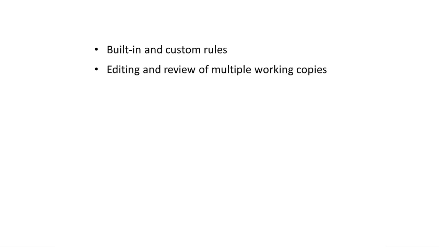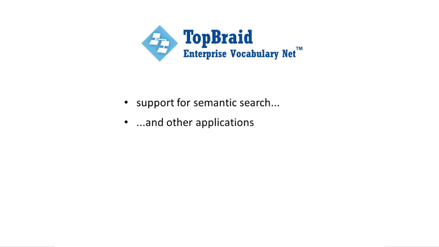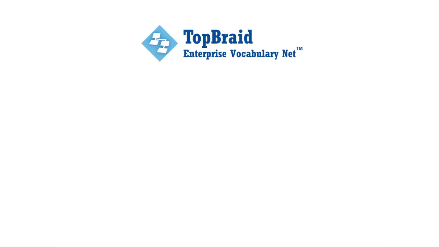Along with its intuitive interface and easy integration with other systems, TopBraid EVN has many other features that make it the ideal solution for the management of taxonomies, thesauruses, code lists, ontologies, and other vocabularies. In this video, we saw how TopBraid EVN can take advantage of standards-based semantics to make a simple search application much more powerful. We also learned how it can integrate with other search and non-search applications to help you get more value out of your vocabulary data and metadata.